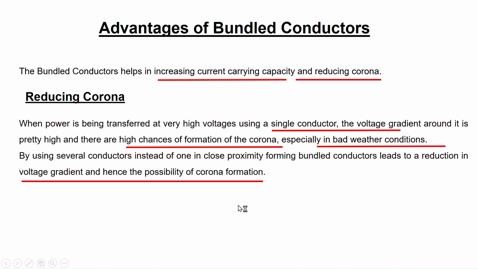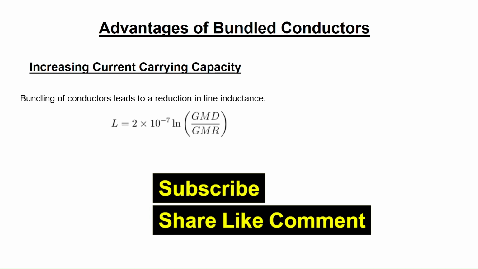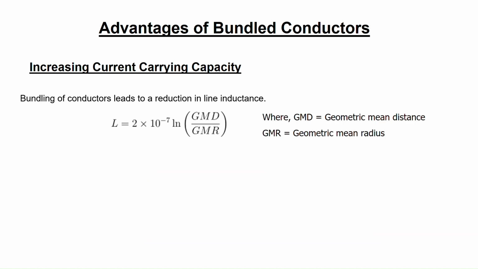Now we will see how bundled conductors increase the current carrying capacity of the phase. Bundling of conductors leads to a reduction in the line inductance. You know there is inductance and there is capacitance. By using bundled conductors, the line inductance gets reduced. We know the formula for calculating the line inductance is L = 2 × 10^-7 ln(GMD/GMR), where GMD is the geometrical mean distance and GMR is the geometrical mean radius.